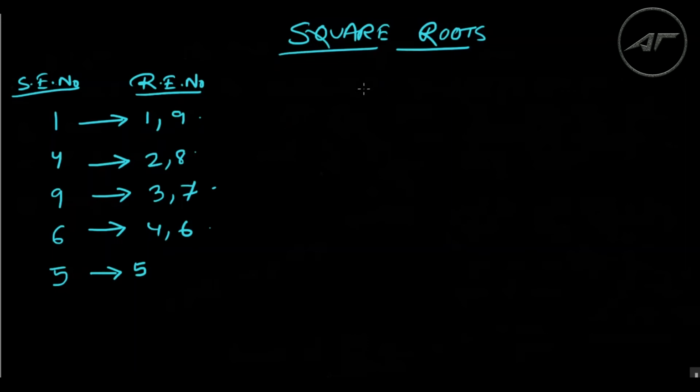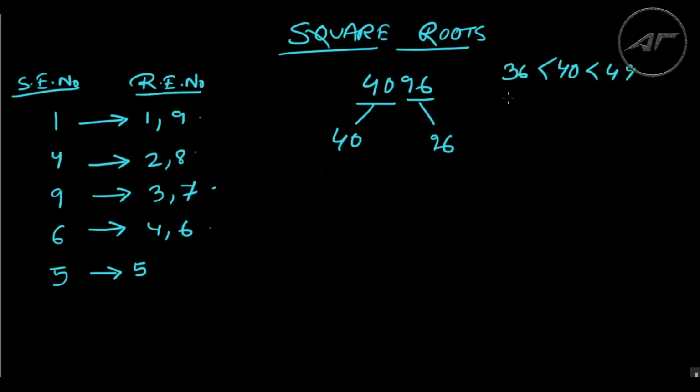Let's do it for the number 4096. Similarly, we split it up into two parts. Fine, first one is 40, second one is 96. Now 40, if you compare it with the table of squares, 40 is less than 49 and it is greater than 36.